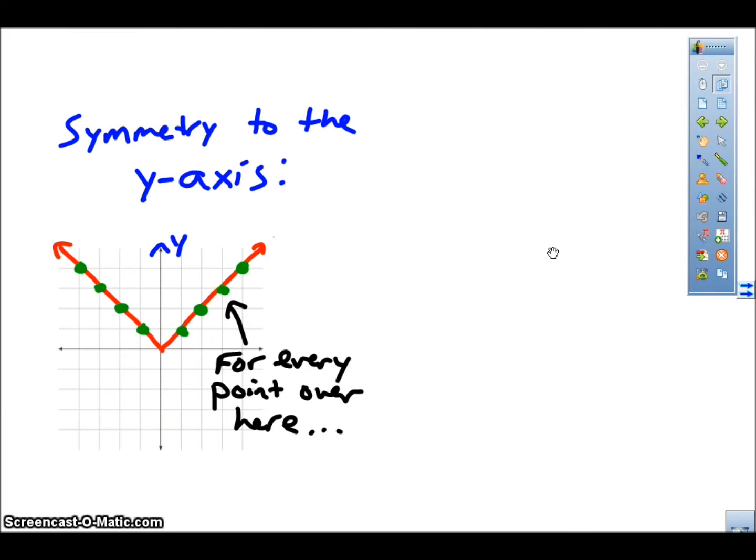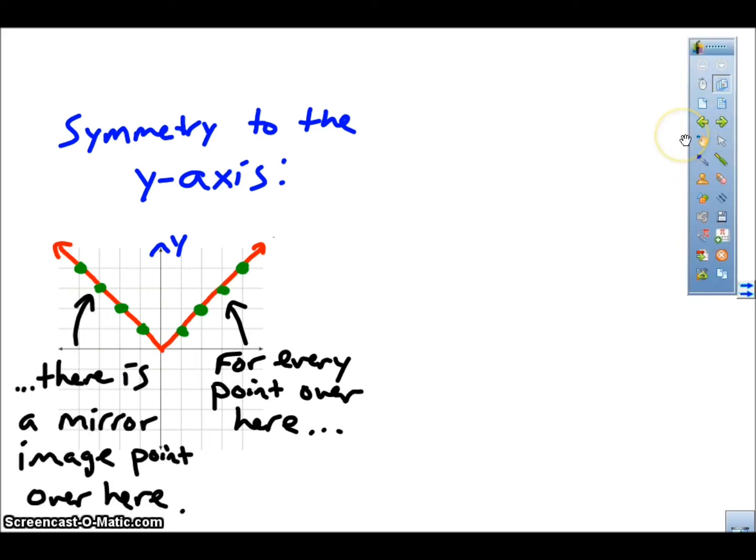The characteristic of being symmetric to the y-axis looks like this. So here we have the absolute value of x function. This is the basic V shape for the absolute value of x, and this is what symmetry to the y-axis looks like. Notice that for every point on the right-hand side of the y-axis, there is a mirror image point on the left-hand side of the y-axis.